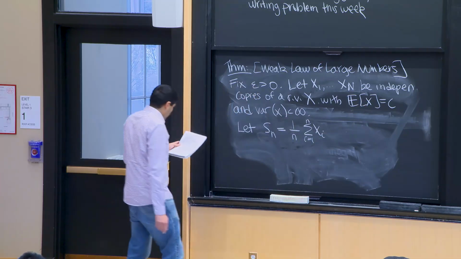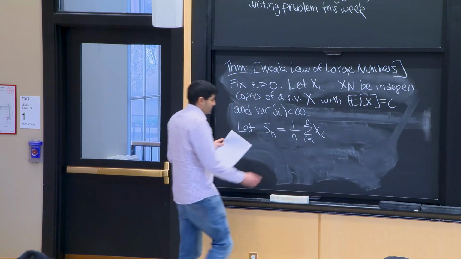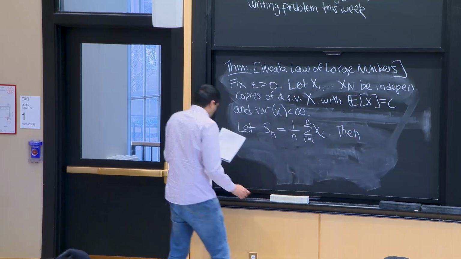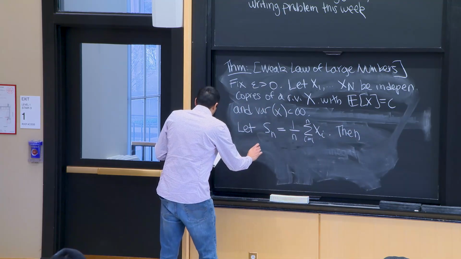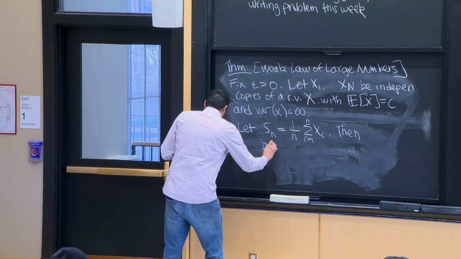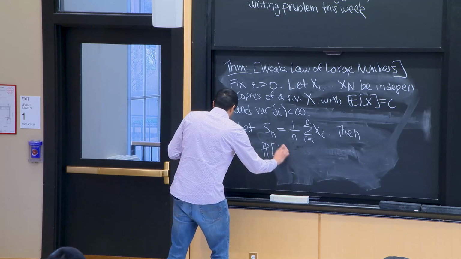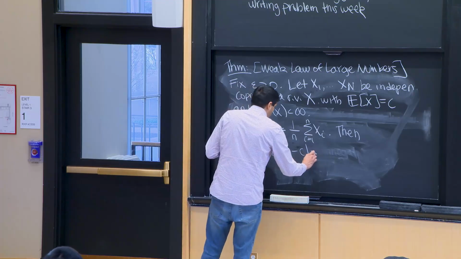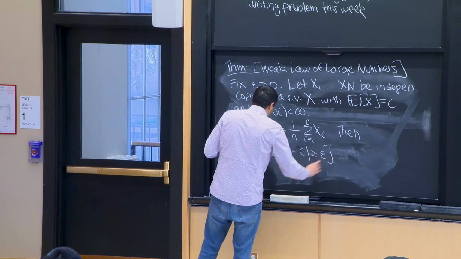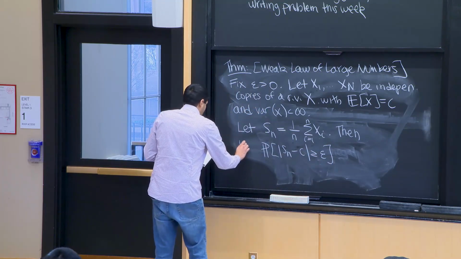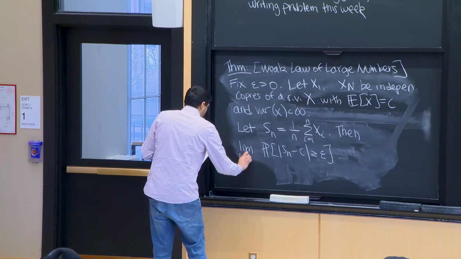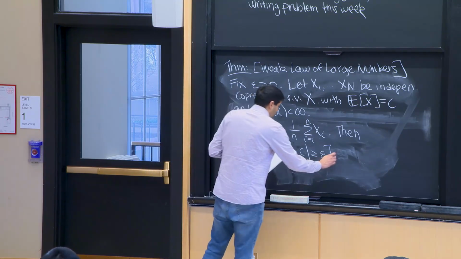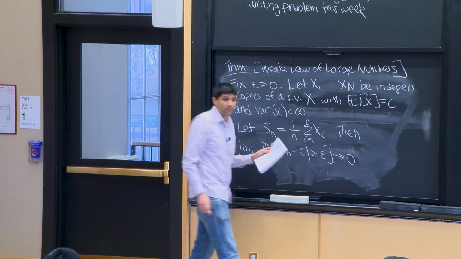And so that's exactly what the weak law of large numbers tells us. You just have to be careful with all the quantifiers. Then what I claim is that the probability that Sn is epsilon away from the true value c, as you take the limit as the number of people you're sampling in your poll goes to infinity, is going to go to 0.